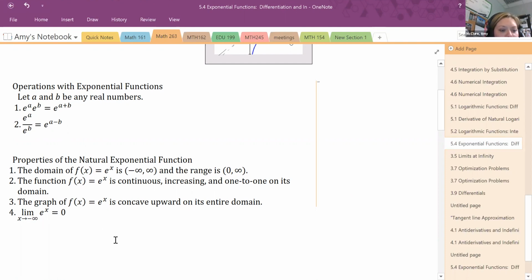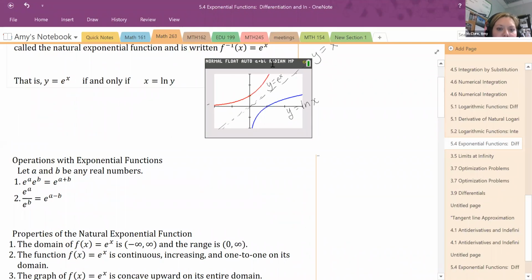There are properties of natural exponential functions. You need to remember that your domain, which means what x's can you plug in, is any x value from negative infinity to positive infinity, but the range, which is your y value, will always be greater than 0. You can see in this red graph that the y values are always greater than 0. It gets really, really close to 0, but it never goes past that.